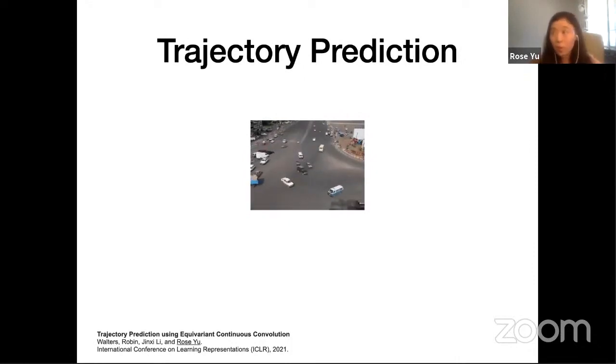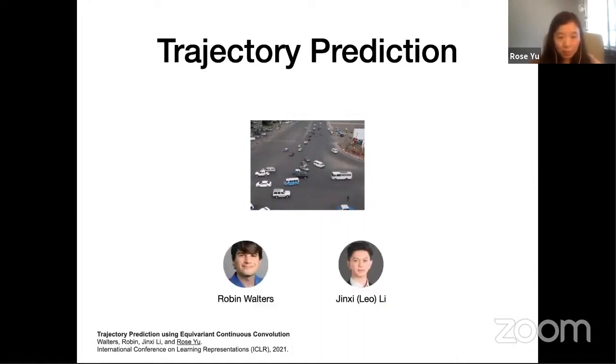In doing so, we also developed a new method of incorporating symmetry into deep learning to forecast real-world trajectories. This work was led by my postdoc, Robin, and grad student, Leo, and was also published at ICRA.